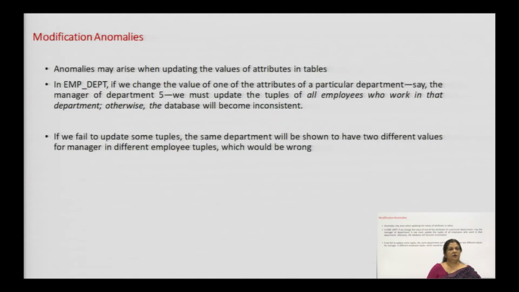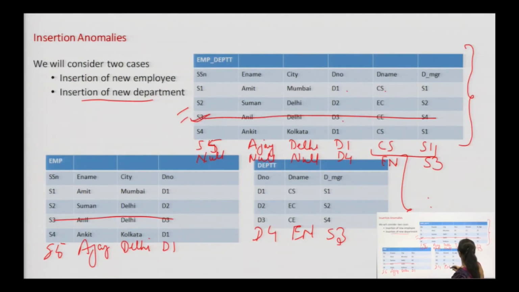Then let's come to the modification anomaly. Let's say in the employee department, if we change the value of one of the attributes of the department, say a manager of the department. So over here, let's say I want to change the manager of the department D1. I want to make S3 the manager. So I have to do it here, here, and here, at three places. So again, at the time of modifications, we have to change the data at more than one place, and that can cause some errors and the data can be in an inconsistent state.